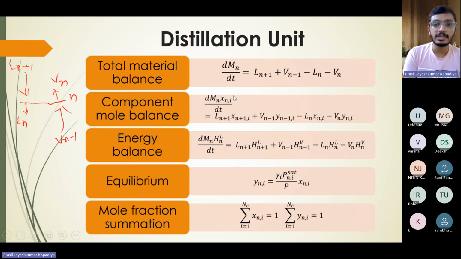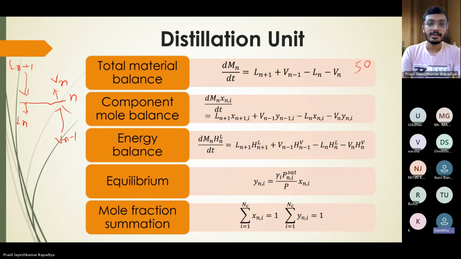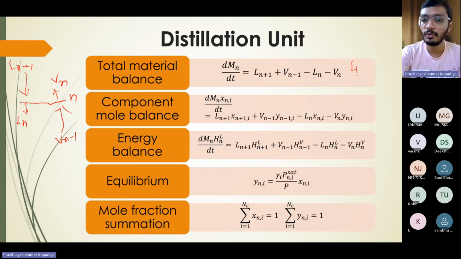So dMn/dt is equal to Ln+1 plus Vn-1 minus Ln minus Vn. Let's say I am having 50 trays. How many equations will there be for total material balance? 50, correct? I think 49. Okay, 49. Let me write down 49. Now, let's say I'm having a mixture of just two components, benzene and toluene.